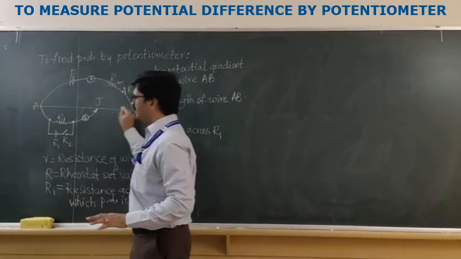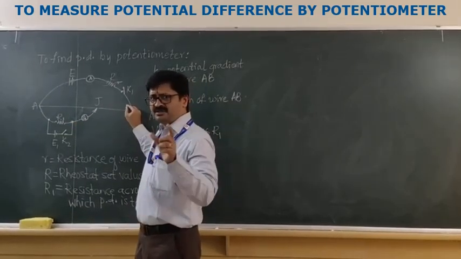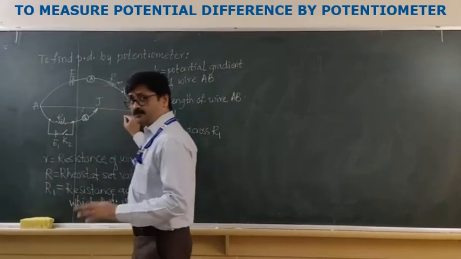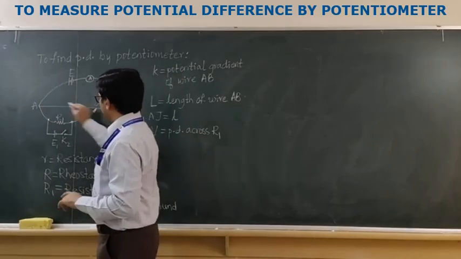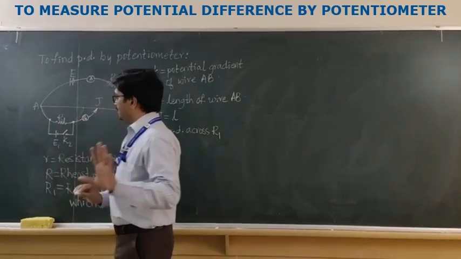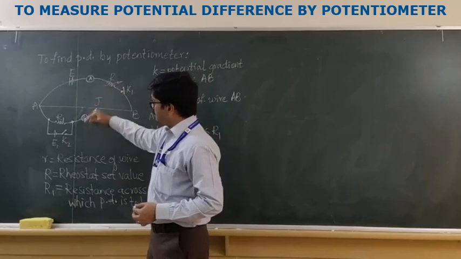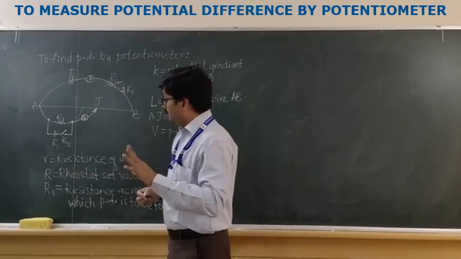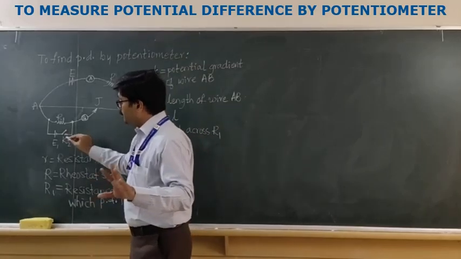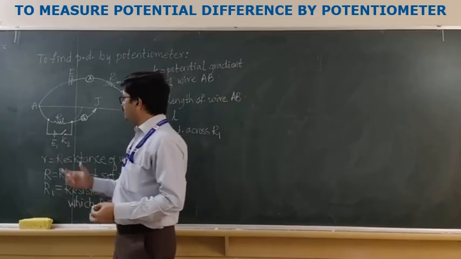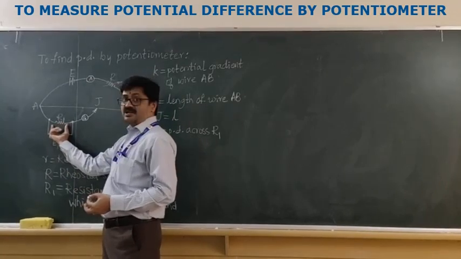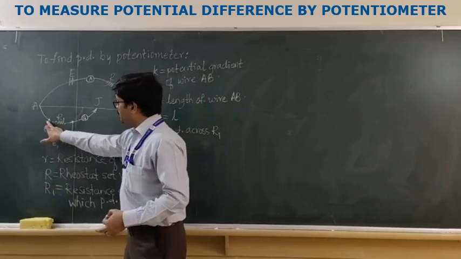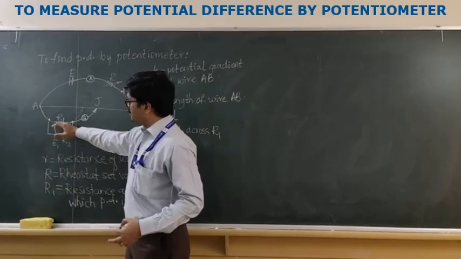Now I am having wire AB, which is made of manganin or constantan, that is the potentiometer wire, and this potentiometer wire AB is having two circuits here, on top and bottom. As you can notice, here we will try to find the potential difference across this resistance R1. Okay, in order to find that, I am building one small circuit across R1.